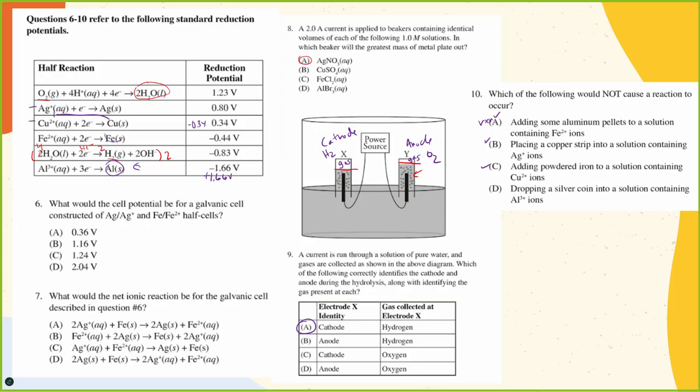Dropping a silver coin into a solution containing aluminum. If we take the silver here and flip it to be oxidized, this becomes negative 0.8. And if we put it in the solution with the aluminum that's already at negative 1.66, it's got to be D there. That one would not allow for a reaction to occur because the E cell would be negative between the two. So just flip the solids, make them oxidation, change the sign, and see if it's a positive E cell. That's how you do that one.